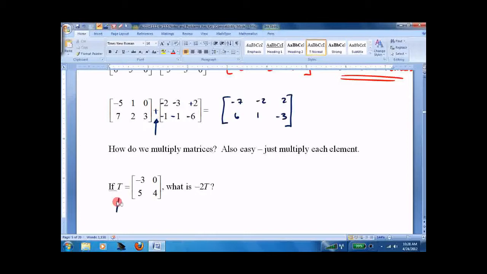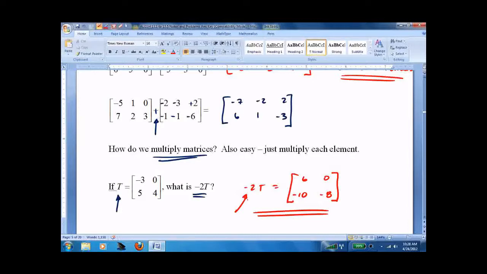We'll label our matrices. We'll give them a capital italicized letter. And then instead of writing all this out, we'll just say things like, what's -2t? Now this is multiplying matrices, and this is probably as easy, if not easier, than adding and subtracting. -2t equals 6, 0, -10, -8. So what did I do? I just multiplied -2 by each element. And that's it. Again, that's straightforward.